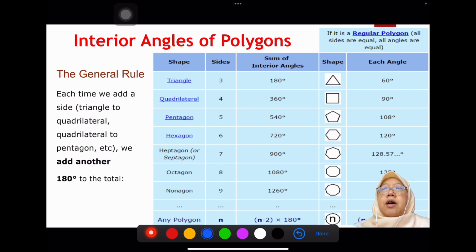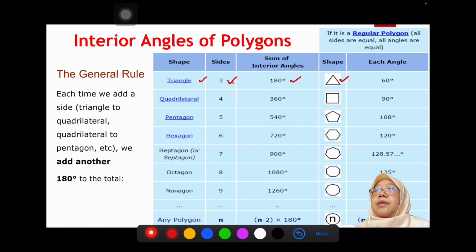Here is a list of interior angles of polygons. We'll start with the triangle. It has 3 sides. The sum of interior angles is 180 degrees. The shape is like this, and each angle is 60 degrees. What is the name of the triangle shape?